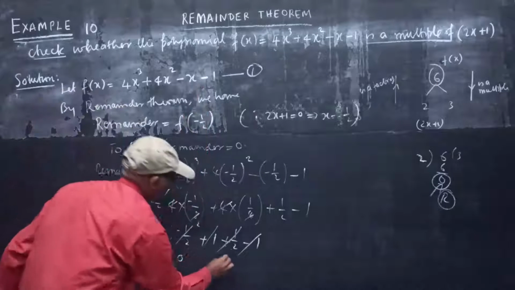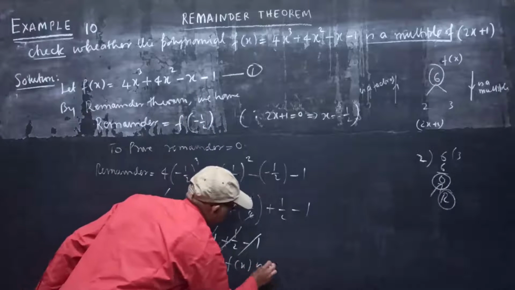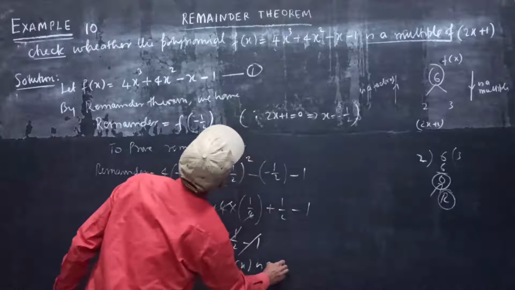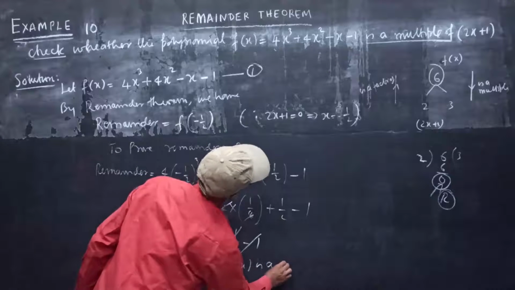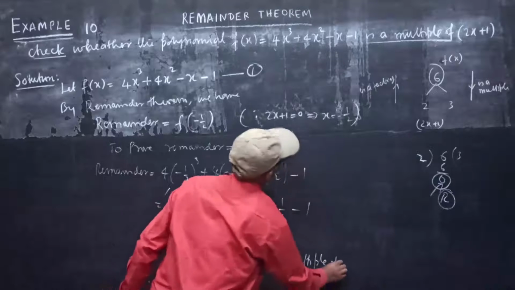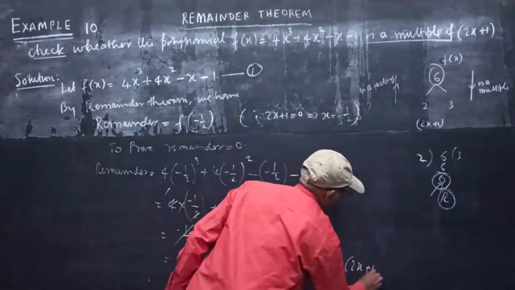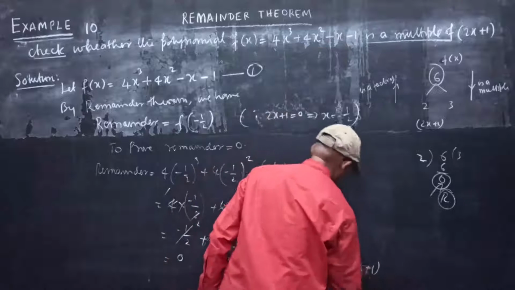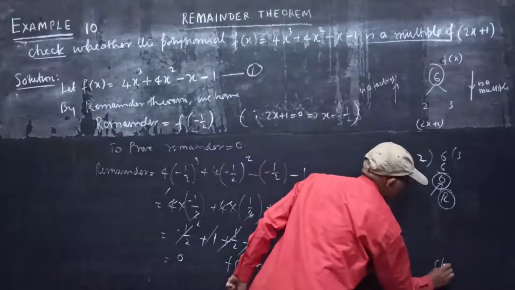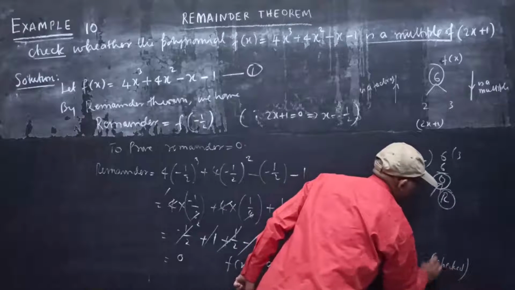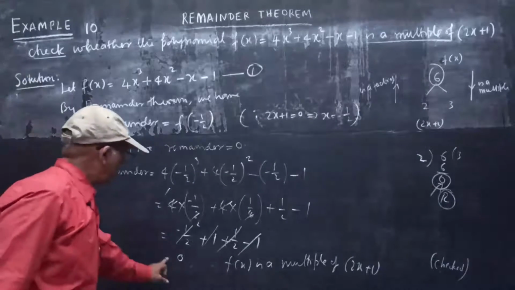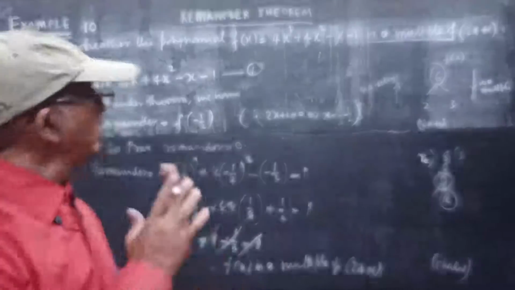Therefore, f(x) is a multiple of 2x + 1. This ends the problem. So ultimately we get the remainder equal to 0. That is the main concept in this problem.